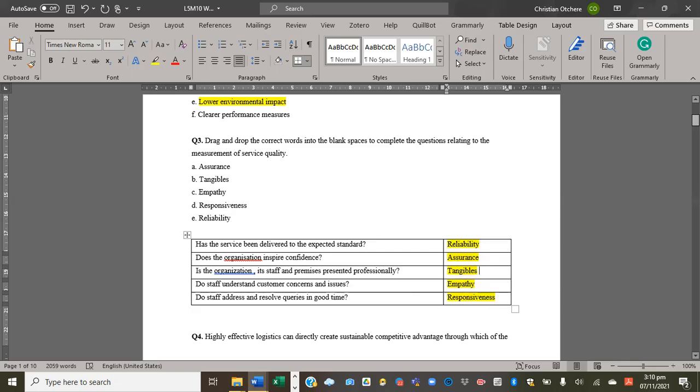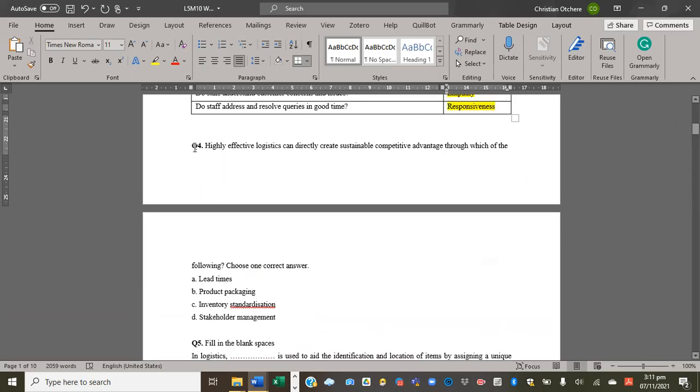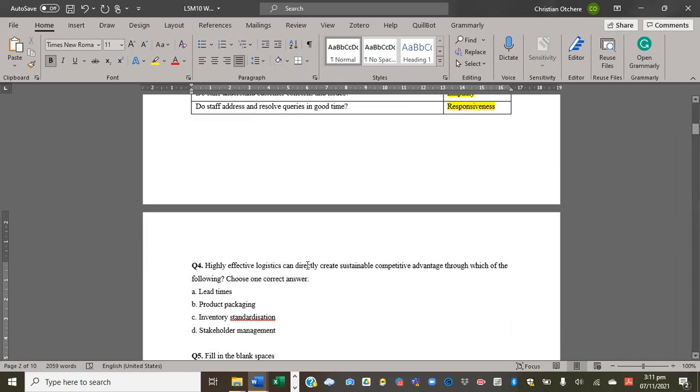So you are right. Okay, so question 4. Highly effective logistics can directly create sustainable competitive advantage through which of the following? Choose one correct answer. I'll go for lead time. You go for lead time. Yeah, okay.